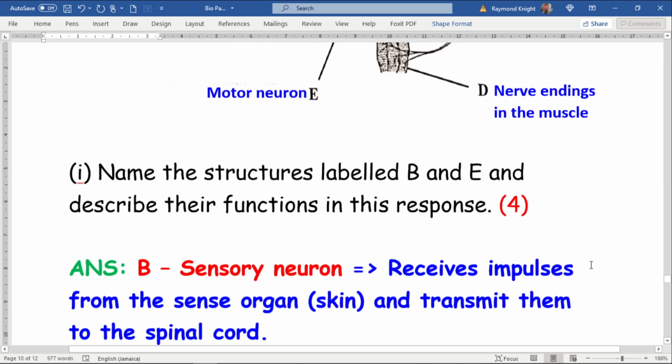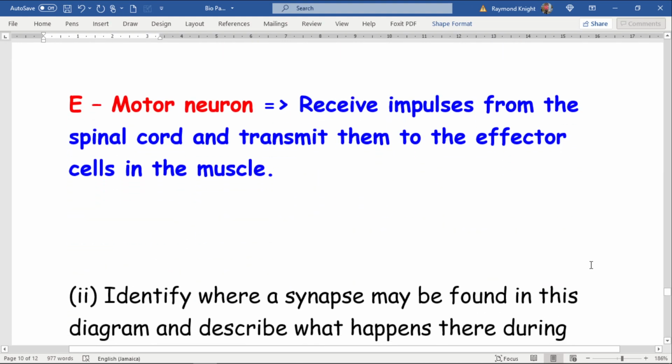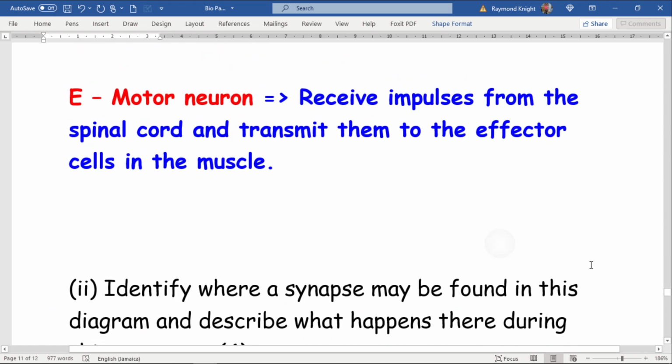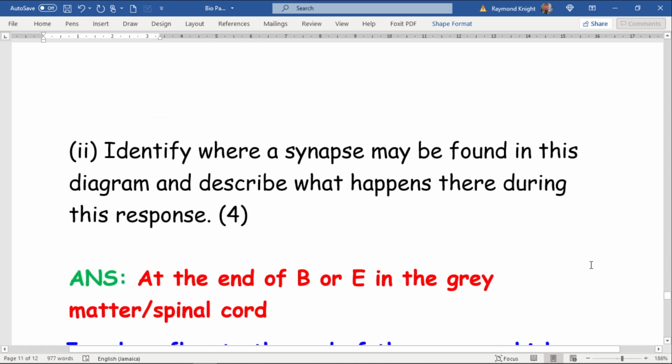All right, so let's go down to the other part of the question now, and we're almost there. Yeah, we did answer that one. Okay, so part 2 of this now said identify where a synapse may be found in this diagram and describe what happens during this response. And that's a 4-mark question.